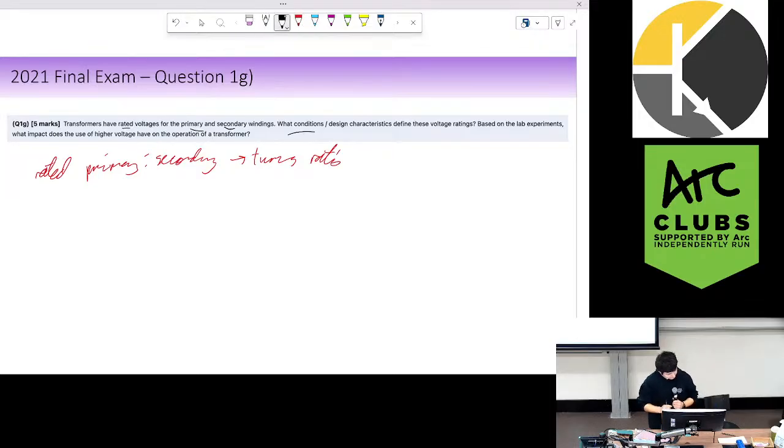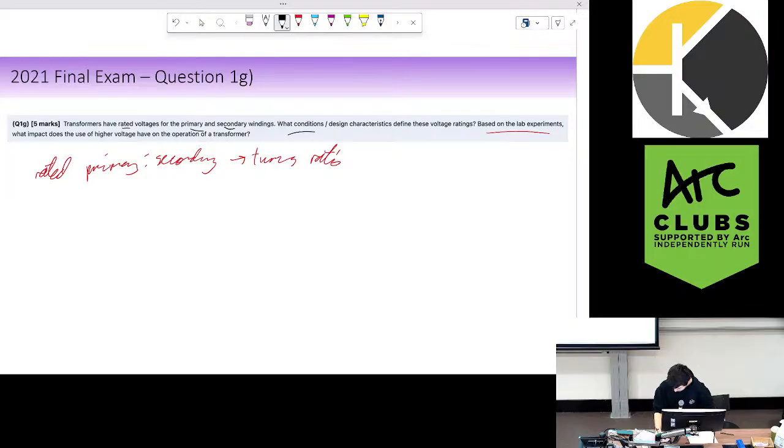Other things we need to consider for our conditions will be the maximum voltage rating for the transformer. Obviously, if we just shove way too much voltage, probably going to break something. But probably the biggest thing they want us to consider is based on lab experiments. When we pushed voltages through a transformer that were greater than rated values, we saw that there was a magnetization current that pretty much spiked, right?